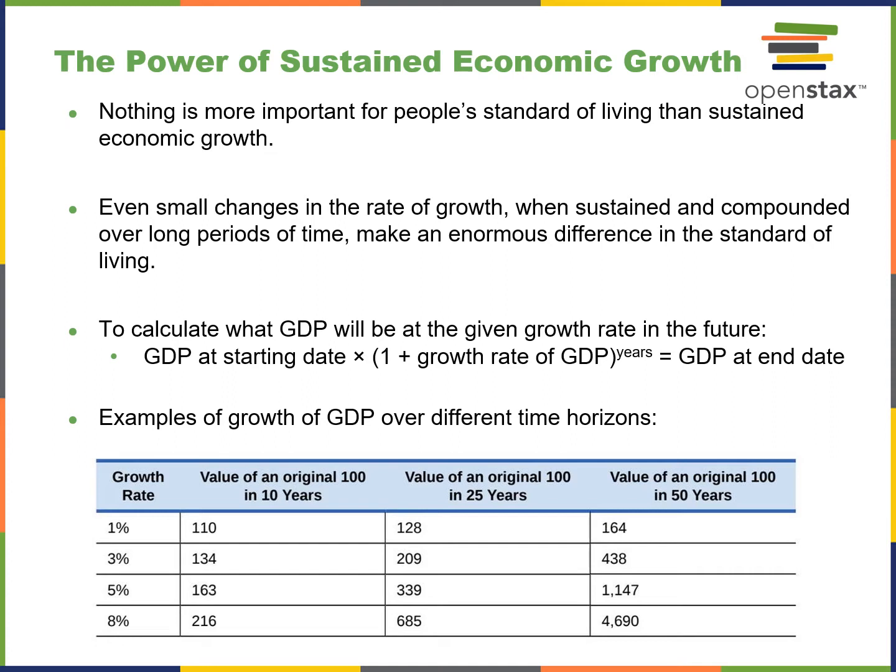Examples of GDP growth over different time horizons. So once again, they take a look at the growth rate and then what the index would look like at any given period, so at 25 years or 50 years. The original value begins at 100. Where would we be? In 10 years, at 1%, we'd be here. At 8%, we would be here. So you can kind of see the exponential growth aspect.